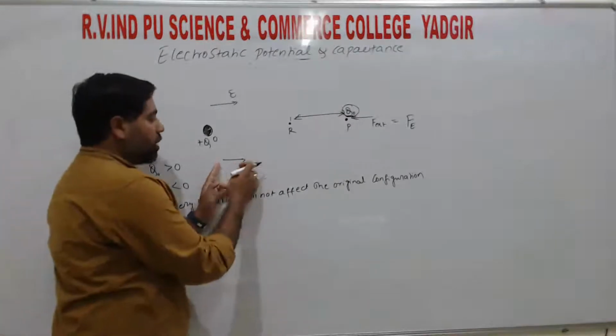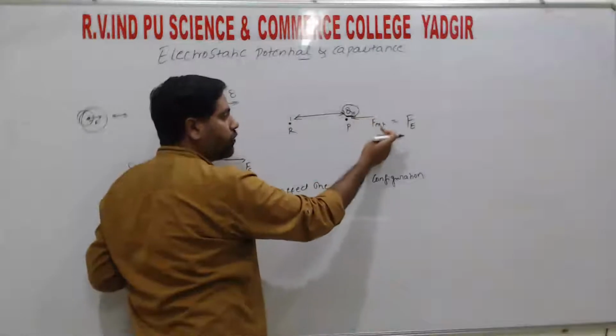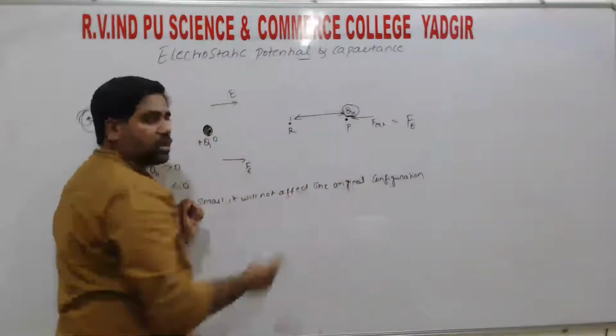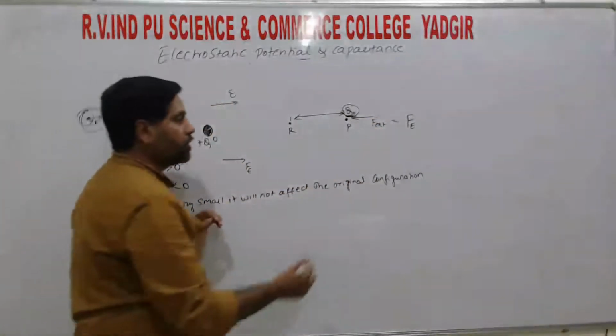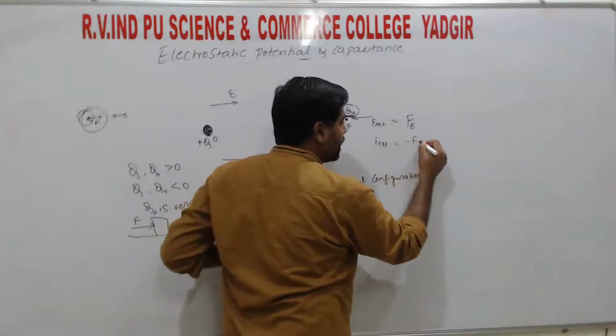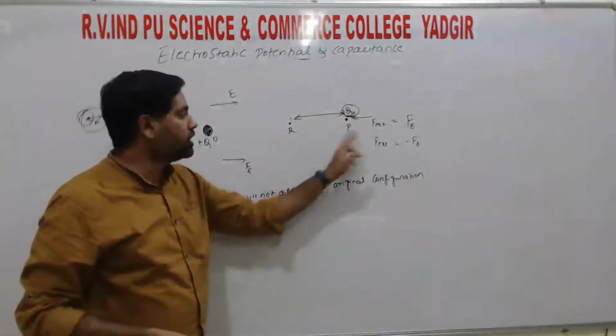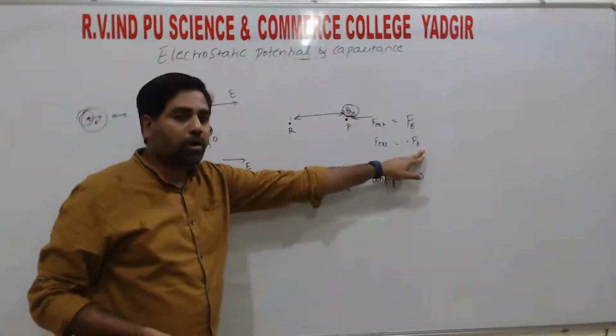So but the applied force is from left to right. So here the external force we are applying from right to left. So these two forces are opposite, right? So that means F external is equal to minus Fe, right? Because these two forces are opposite, that's why F external is equal to minus Fe.